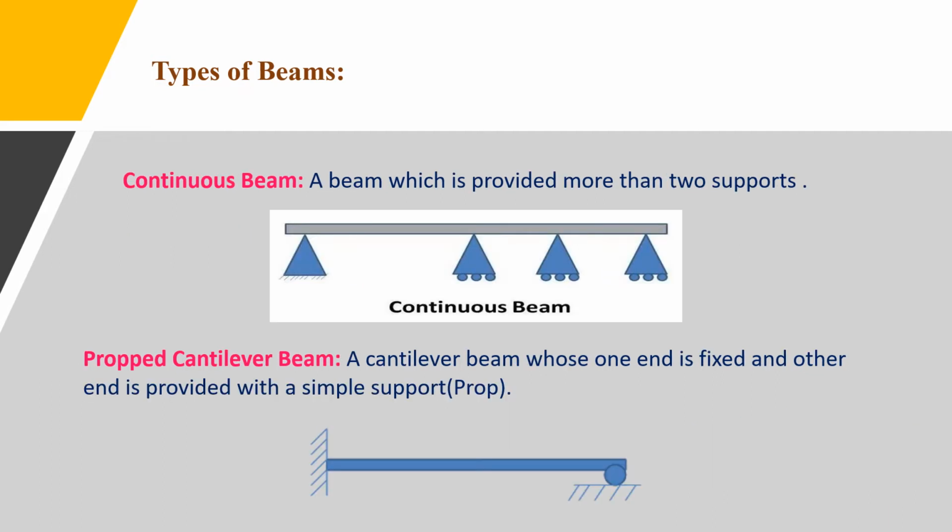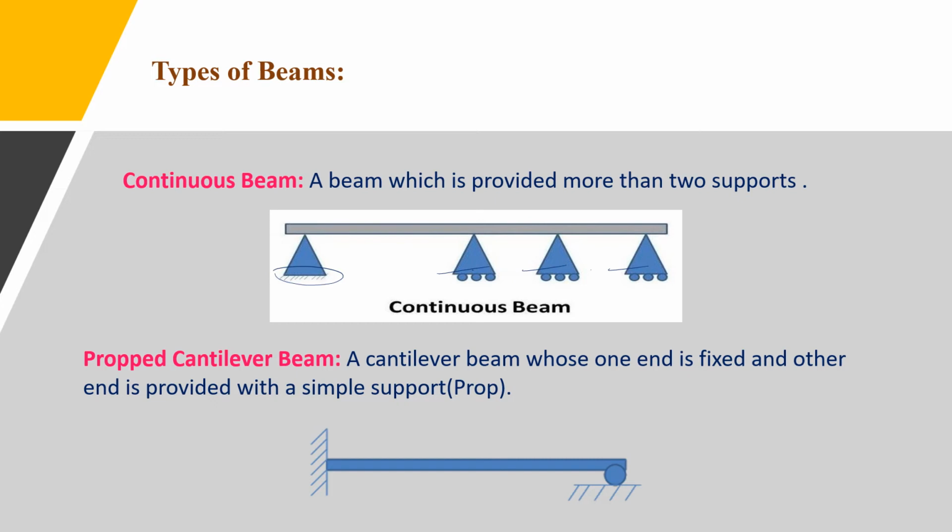And next, coming to the continuous beam. The name itself says continuous. The continuous beam has more than two supports distributed along its entire length. Suppose this is a beam, and here continuously the supports are there: one hinge support, then roller support, roller support, roller support. In this beam there are four supports, meaning more than two supports, so this type of beam is called a continuous beam.